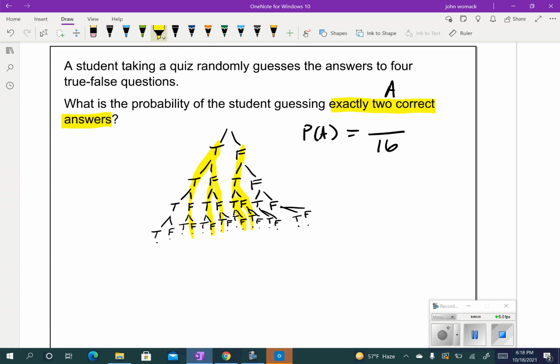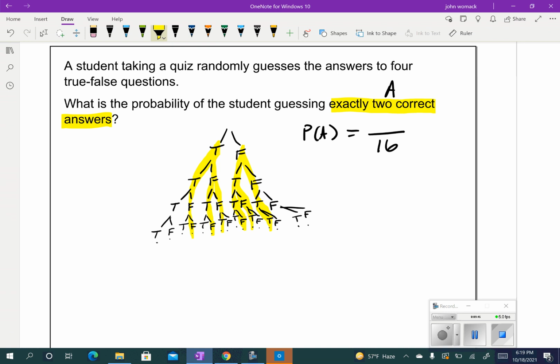I got false, false, true, true. That one would work. Then I've got false, false, true, false, no, false, false, false, true, false, false, false, true, false. So that one wouldn't work either.